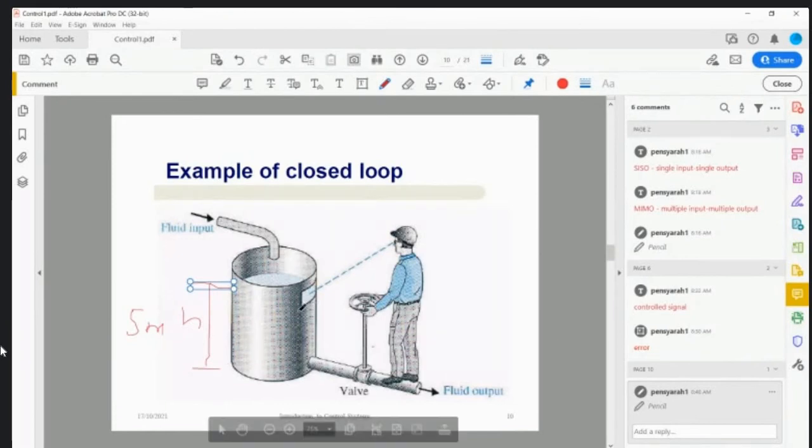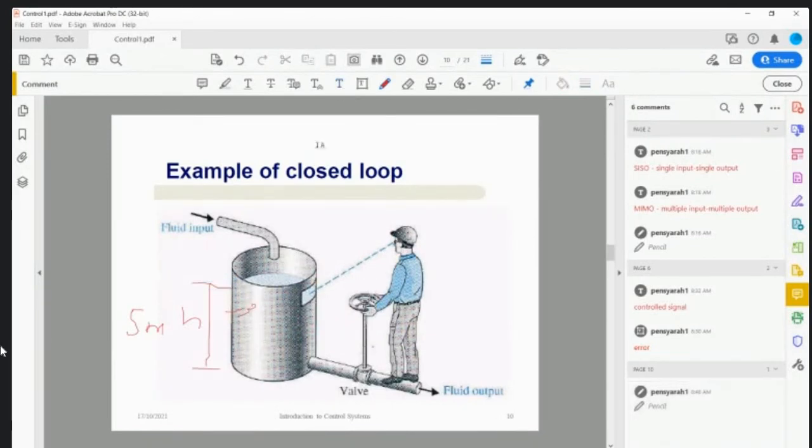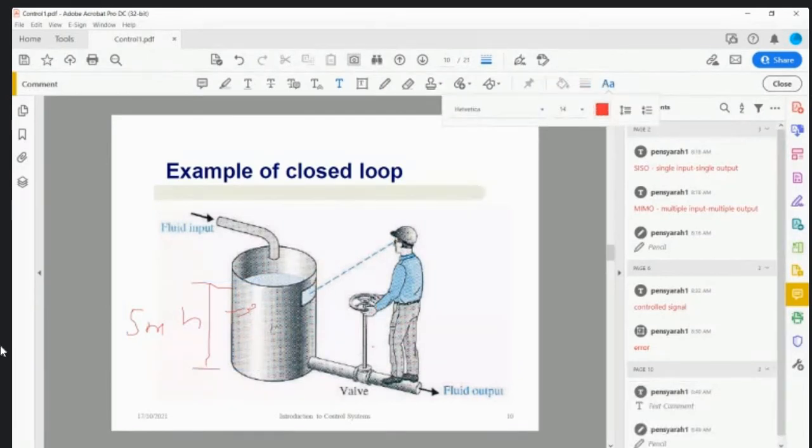Okay, so what happens if the water level is 3 meter? What does the man need to do? Close the valve. Okay, close the valve. Yes, correct. You need to close the valve so that the input liquid will fill up to the 5 meter again.